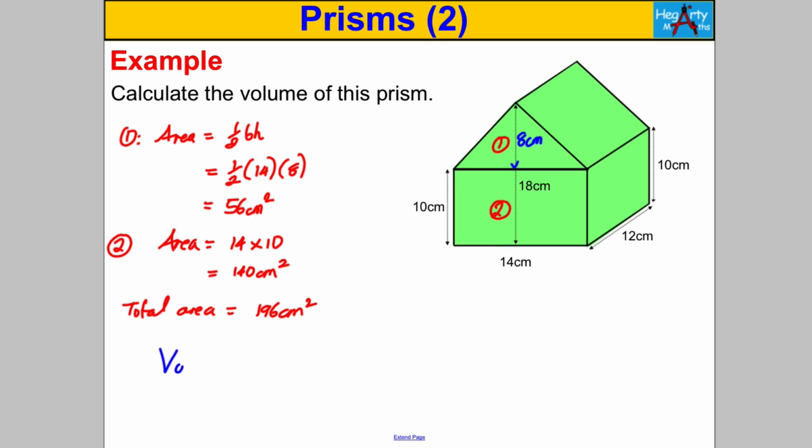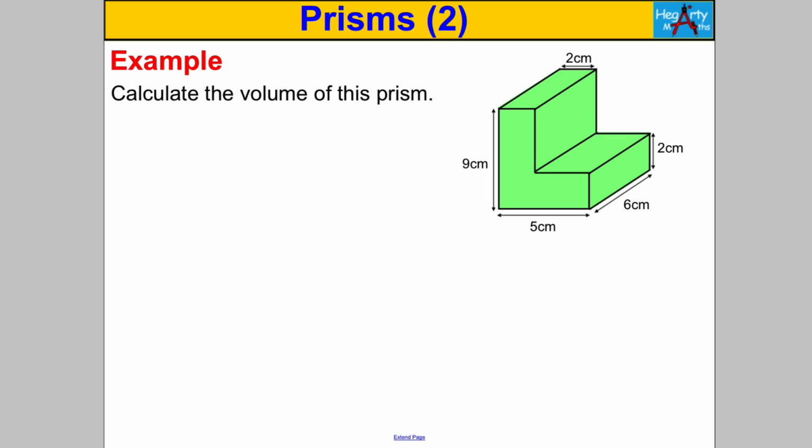So the volume of our prism then, we have worked out the area of the front face, this entire shape here, is going to be 196, multiplied by the depth of the shape, which is going to be equal to 12. Calculator out, 196 multiplied by 12 is 2,352. All the lengths were centimeters, so the volume is going to be centimeters cubed, and we're done. Next one, pause the video, have a go.